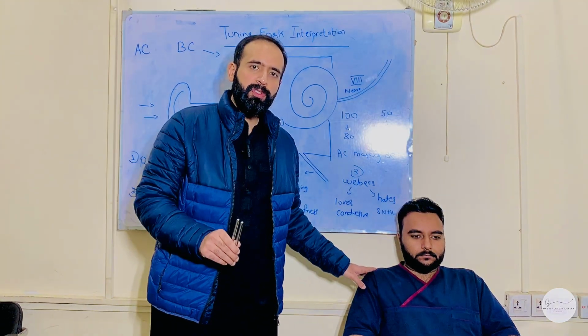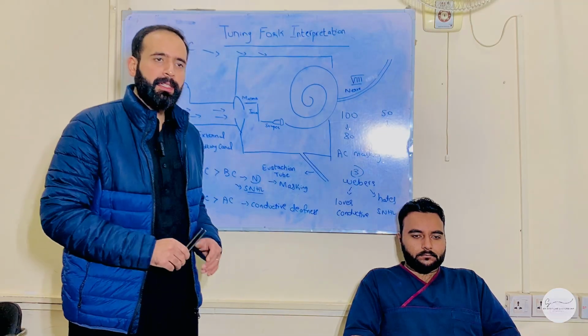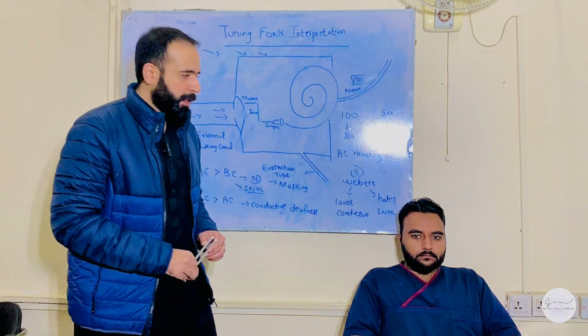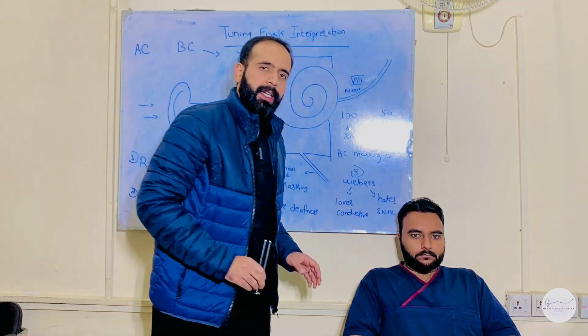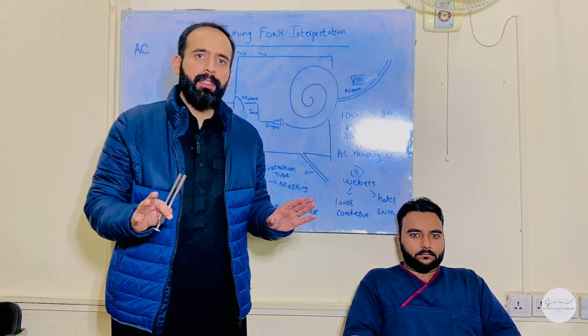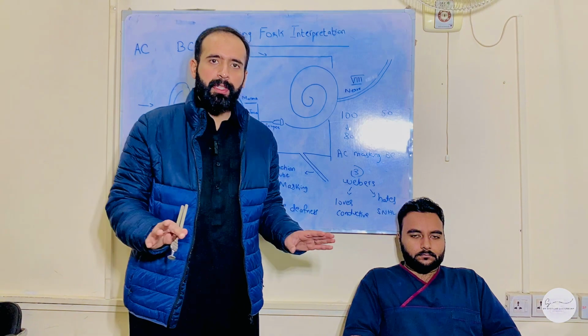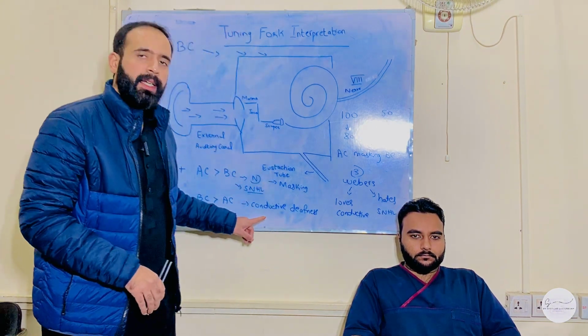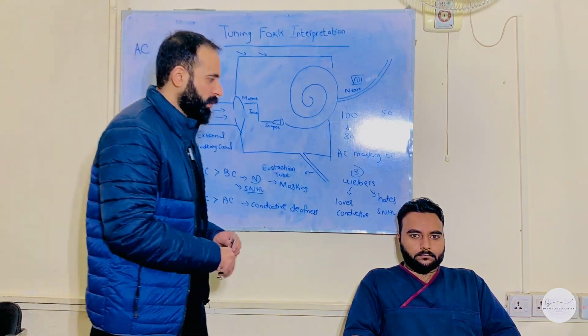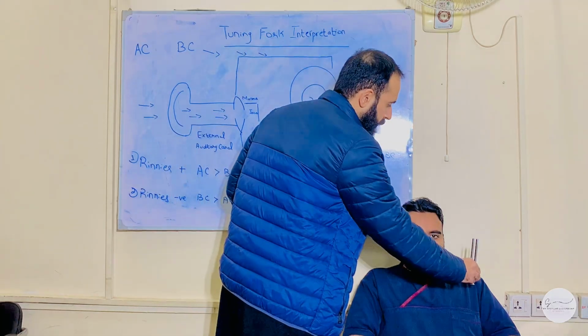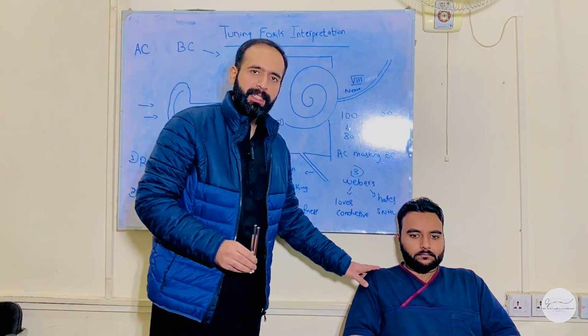Another point for the students to note is that you will always be interpreting Rinne's first. If Rinne's is negative, it rules out any sensorineural component. If Rinne's is negative, there can be no sensorineural deafness. There can only be conductive deafness. So, Rinne's negative, and Weber's coming towards the right side.